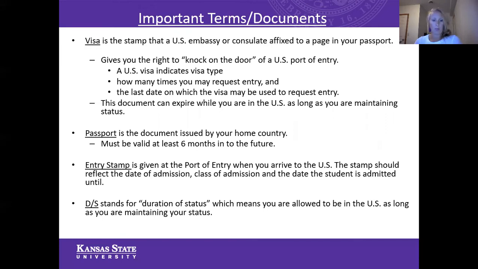The entry stamp. This is the stamp that's given at the port of entry when you arrive in the United States. It should reflect the date that you were admitted, the class of admission, such as F1 or J1, and the date the student is admitted until. F1s and J1s should have an admit until date listed as D/S. D/S stands for duration of status. So this means that you're allowed to be in the US as long as you're maintaining your status and other documents related to the F1 or J1.